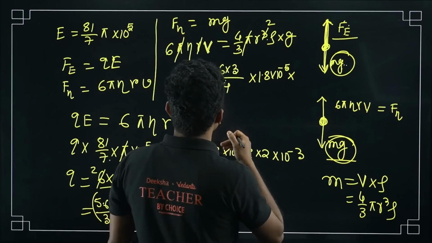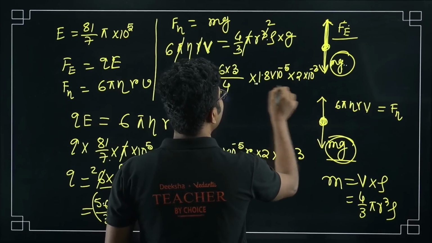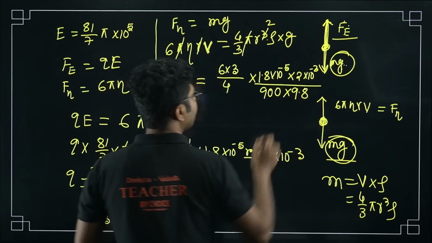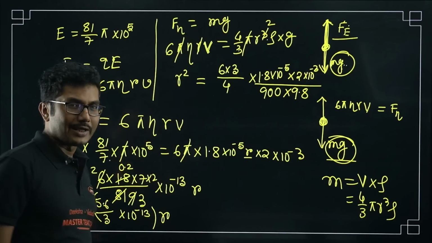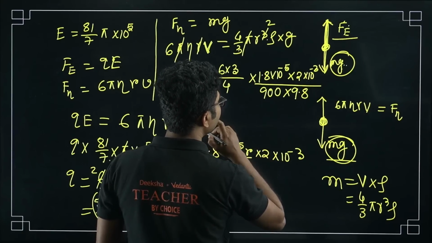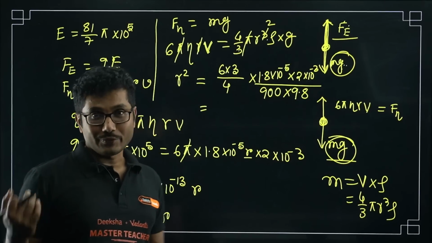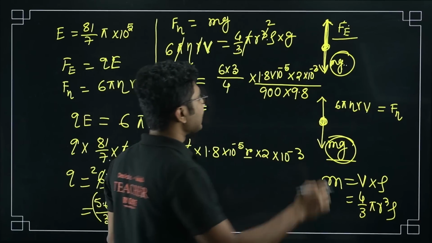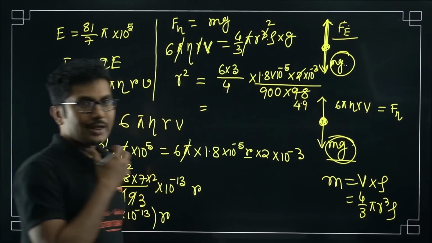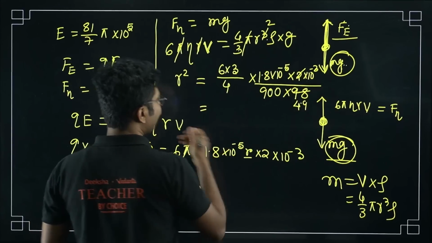So eta is 1.8. V is 2 into 10 to the power of minus 3, divided by rho g. Rho is 900 and g is 9.8. Okay, so this is how you are going to get the values, right? Now let's see how I can cancel these values. Now this is r square. If you can take a square root of anything, that will be very good. For example, you can take that 2 out and make 49 from 4.9. So we will try to separate whatever is not a multiple of 2 and cancel that out, right?